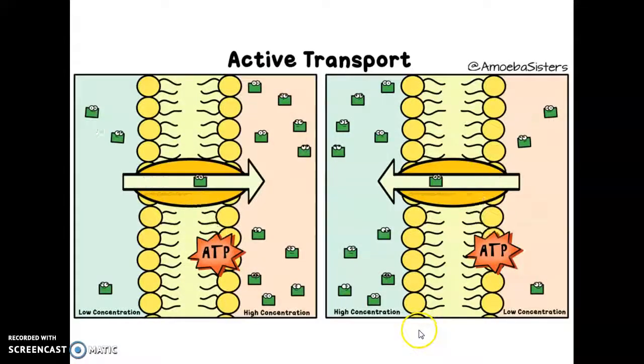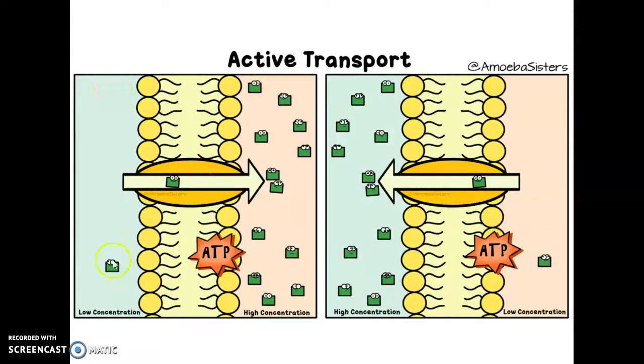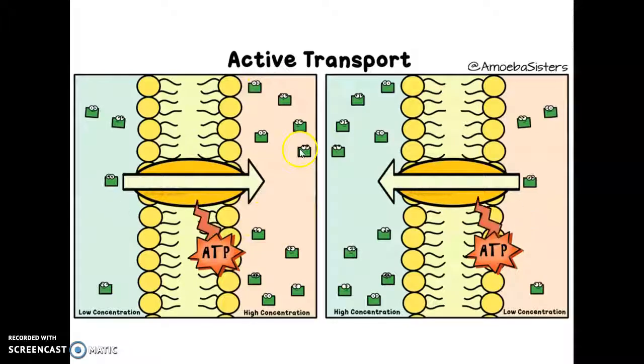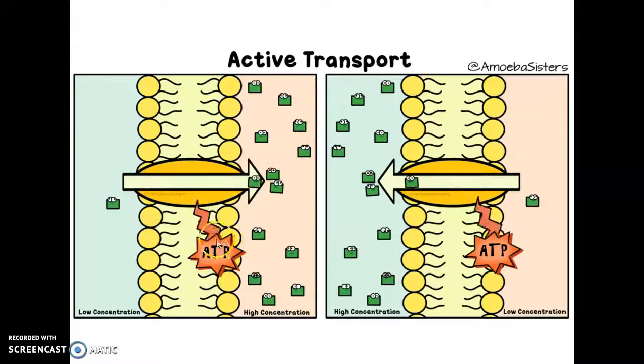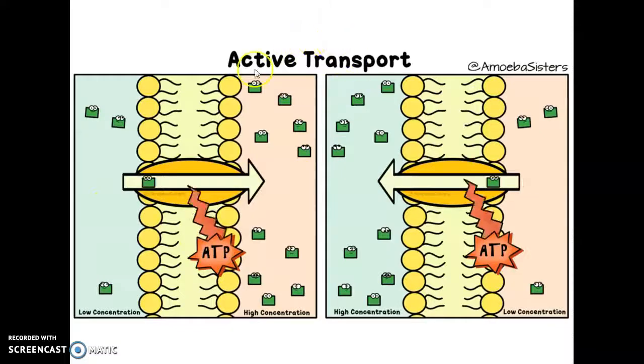Here are a couple examples of what active transport might look like. Notice that there's a lower concentration here, a higher concentration here, and we're moving from low to high. This ATP right here is showing you that we are in fact using energy because we're going from low to high, and that's why this is called active transport.